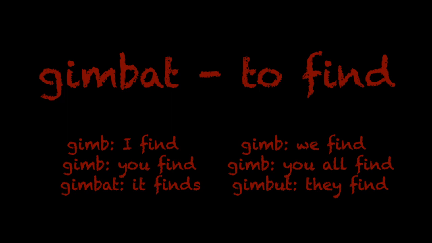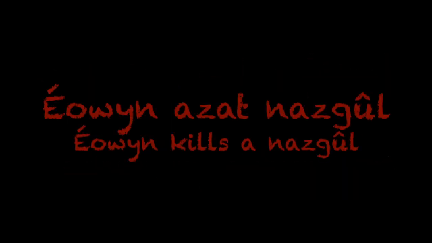Now let's take a look at that sentence I shared earlier. Eowyn azat Nazgul, or Eowyn kills a Nazgul. Hopefully you recognize how easy it is to create simple sentences. Eowyn is the subject as one individual who is not I nor you. She is third person singular. She is one person in the third person. Therefore, the verb that follows should be conjugated as azat. And then the object Nazgul comes after the verb.